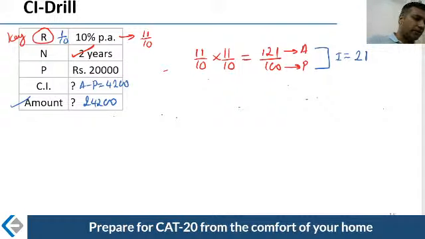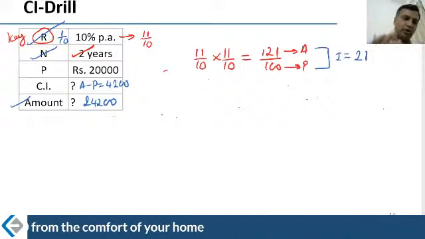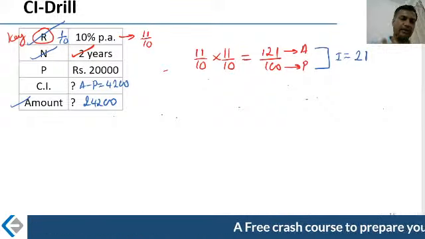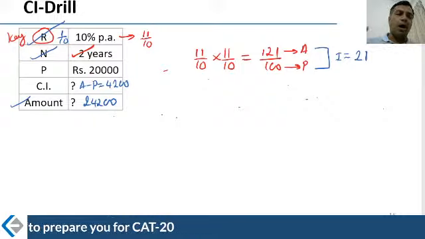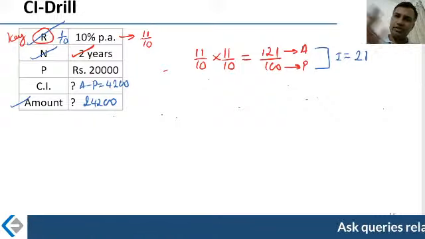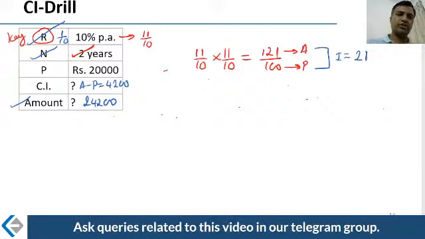How did you write a prototype? It is a function of two things: if I know my rate of interest and the number of years, I can create a prototype. You created the prototype 11 by 10 into 11 by 10, which became 121 by 100. You just have to know that the 100 in the denominator signifies the principal, and the 121 in the numerator is the amount at the end of 2 years. The interest at the end of 2 years is the difference, 121 minus 100, or 21.